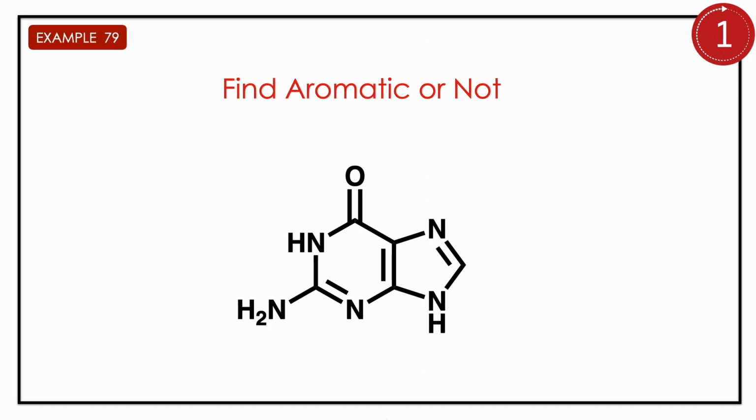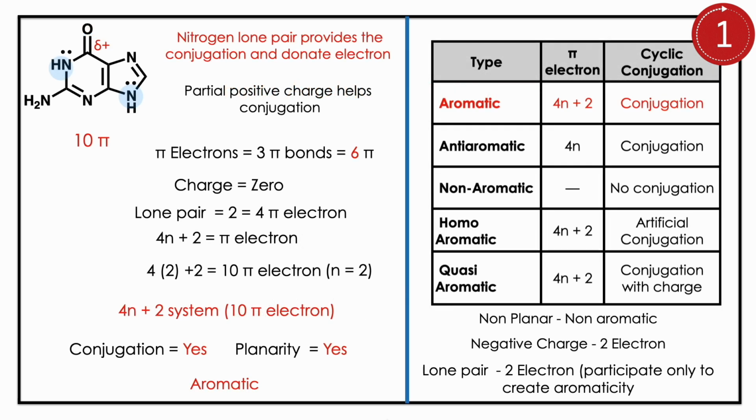Then the next example, you have a heterocyclic system which is fused 6-member and 5-member with many nitrogens and carbonyl. You should find whether the given compound is aromatic or not. As we discussed already, even though many nitrogens are there, nitrogen can donate the lone pair to help the aromaticity. Here two lone pairs are highlighted. It will help both the aromaticity and conjugation.